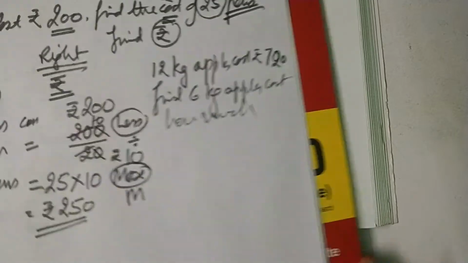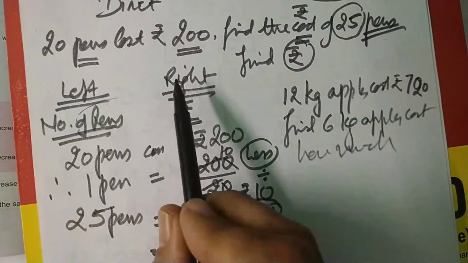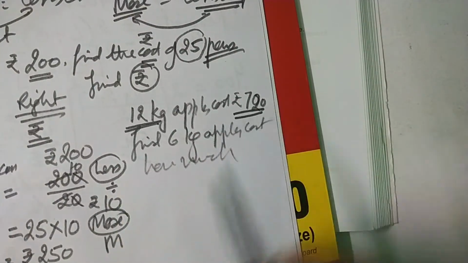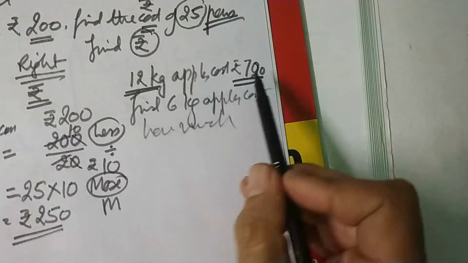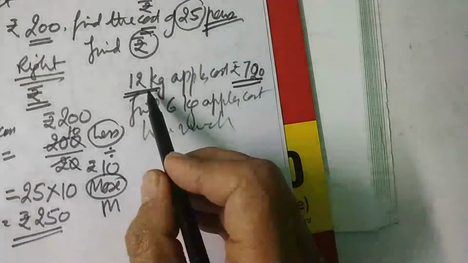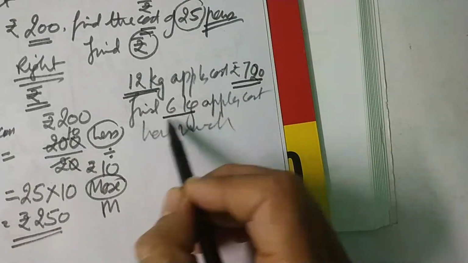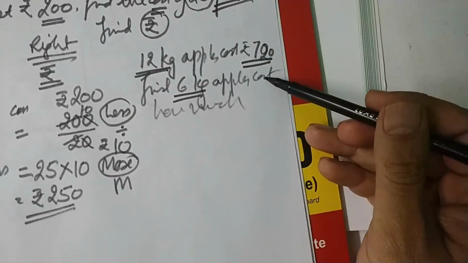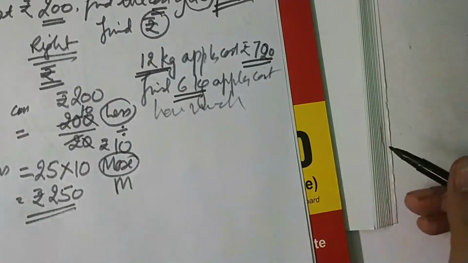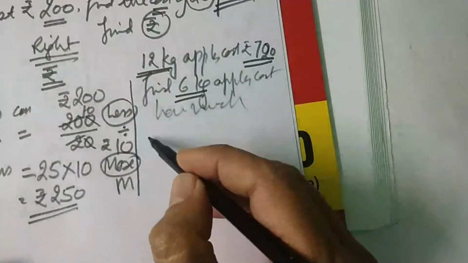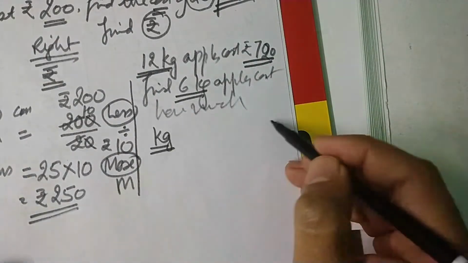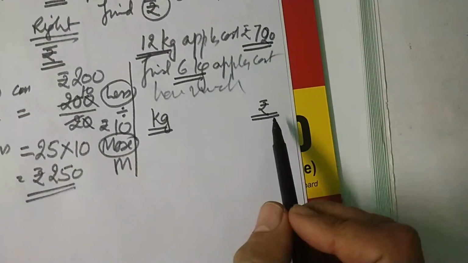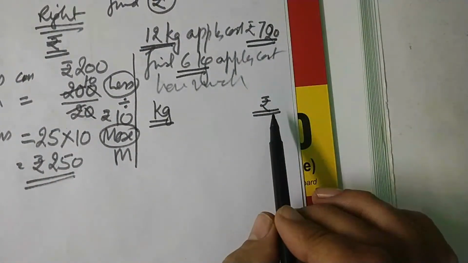Again we have to do the same thing, the left side and the right side. What are the two things in this question? One is kg and one is rupees. What do we have to find, kg or rupees? Kg is given to you, you have to find rupees. So rupees will be on the right side and the left side will be kg. I will write kg here and on the right side I will write rupees. Why did I keep rupees on the right side? Because I have to find how much money.